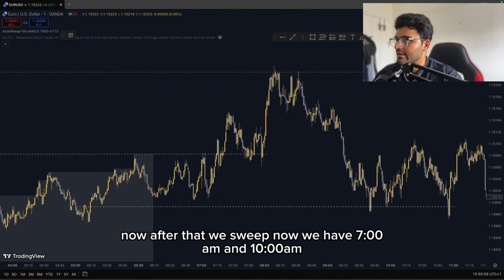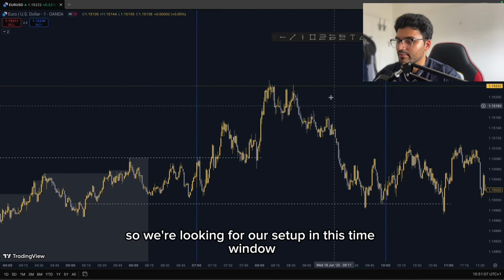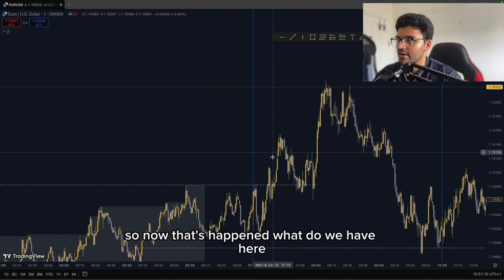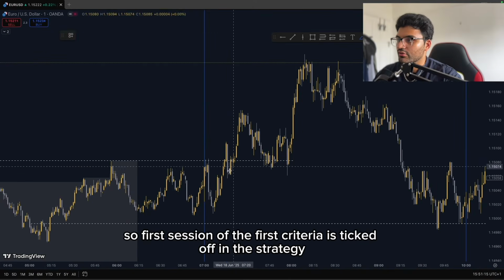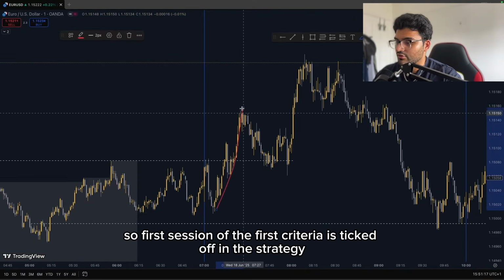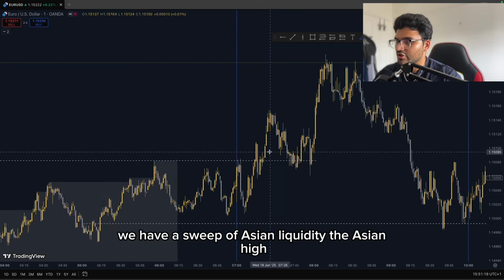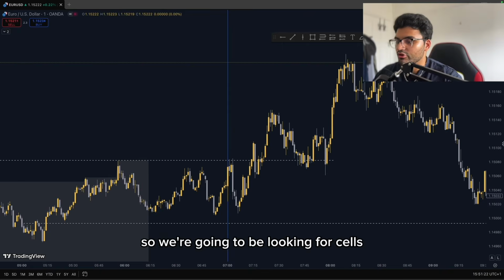Now after that, we sweep. Now we have 7 a.m. and 10 a.m., so we're looking for our setup in this time window. Now that's happened. What do we have here? We have a sweep above here, right over there. So the first criteria is ticked off in the strategy. We have a sweep of Asian liquidity, the Asian high. So we're going to be looking for sells.